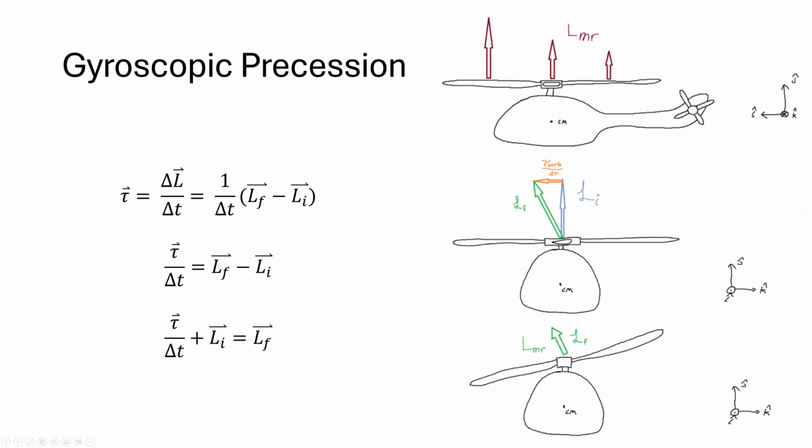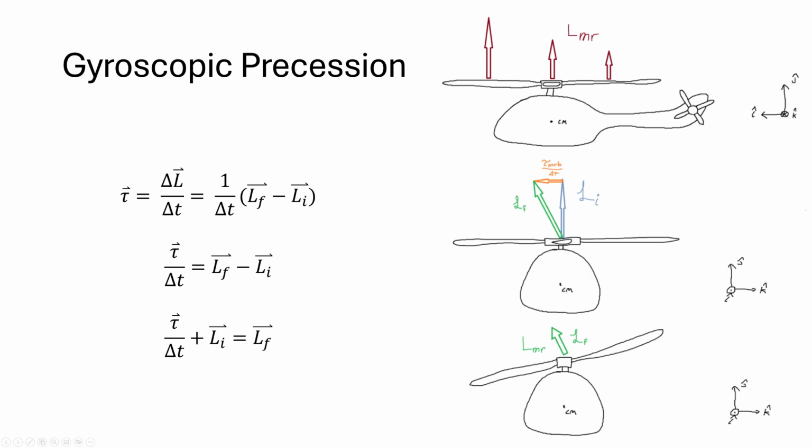I mentioned earlier in this lecture that we needed a lift from the main rotors that was not entirely in the j-hat direction so that we could cancel out the lift in the k-hat direction from the tail rotors, and how we shift the lift vector into that direction is through gyroscopic precession.